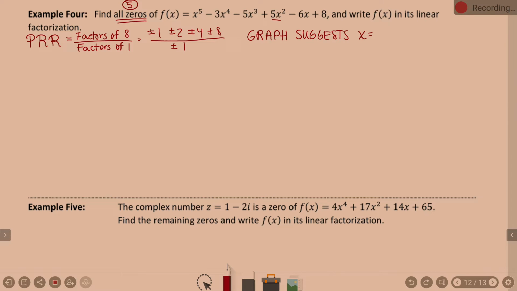This is the problem I've used before in notes, but this is where I found my mistake typing it in. I left off the 5x squared because I wasn't getting any nice neat zeros.